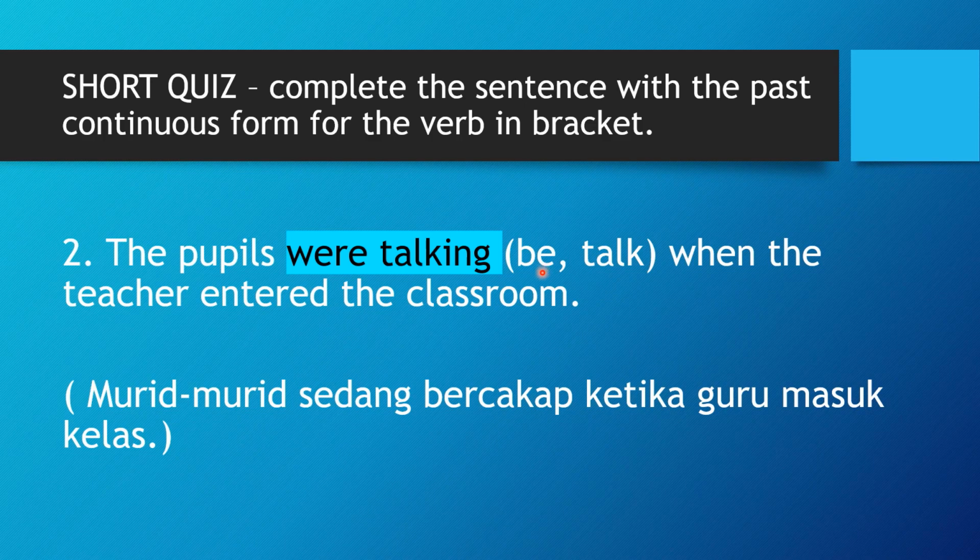Okay, be we change to were. Why were? Because of pupils, the s here means plural. Okay, murid-murid. So we use were here, and to talk we just add ing at the end of talk. So, were talking.